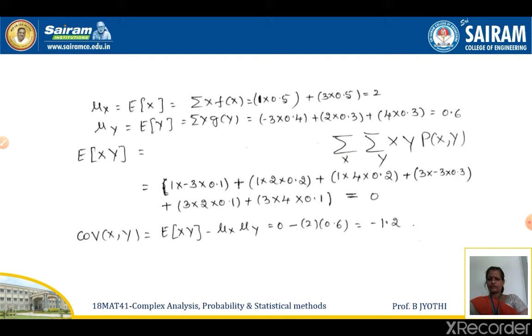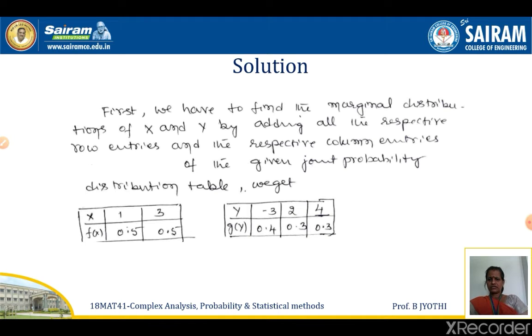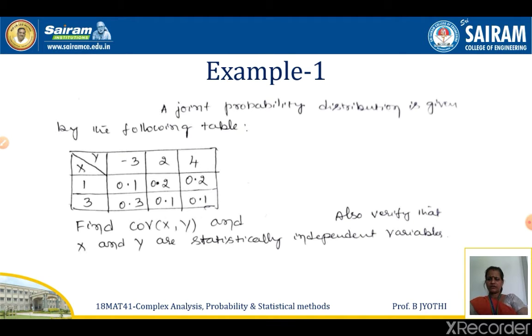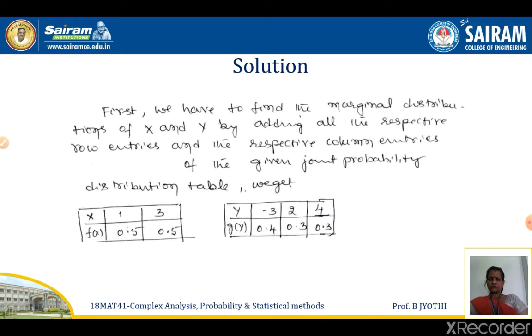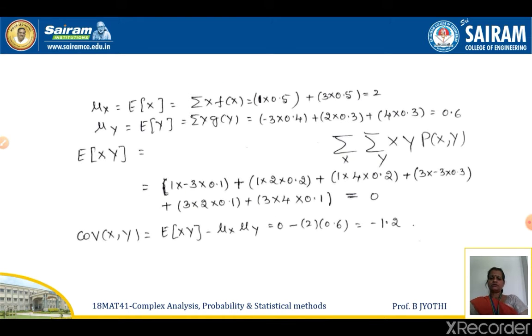If you want, we can have the joint distribution table so that it will be easier here. We have minus 3, 2, 4 and 1, 3, with entries 0.1, 0.2, 0.2 and 0.3, 0.1, 0.1, so that you can remember, and then you can get back to this.